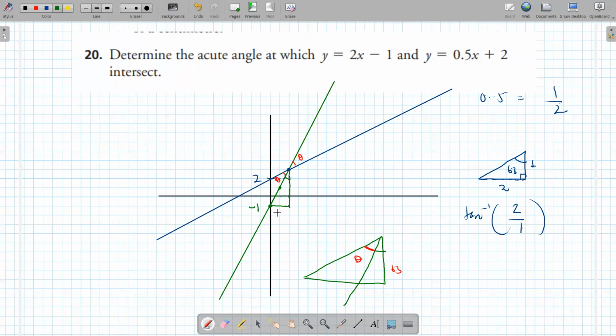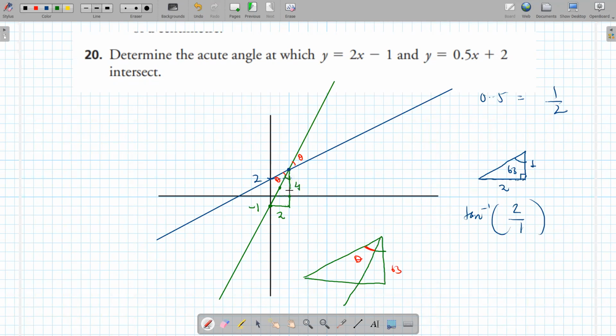Our run is 2 units. What's our rise? It's the rise of this triangle. It's 4. You can just count. 1, 2, 3, 4. 4 boxes, so 4.